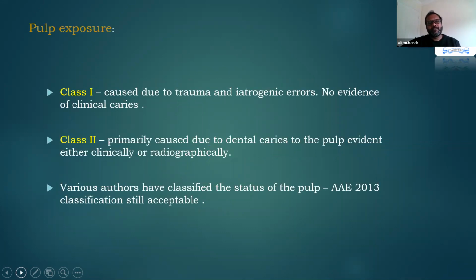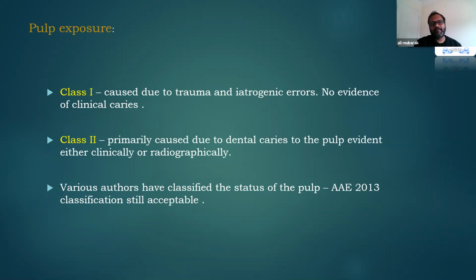Pulp exposure is classified or termed in two categories. One is class 1. Class 1 is what we cause, or caused by trauma. There's no evidence of clinical caries on that tooth, but the pulp could be exposed because of trauma, or because of iatrogenic errors or operator errors, where, as I said, we need to be patient when we're drilling into the tooth. If we start drilling too much, or drilling without control, we might end up exposing the pulp.